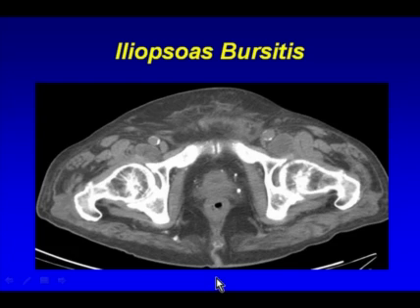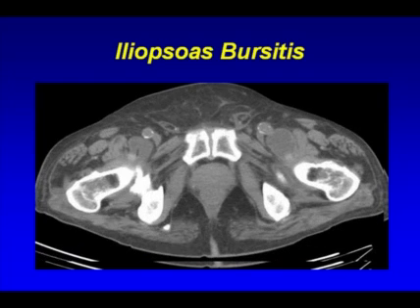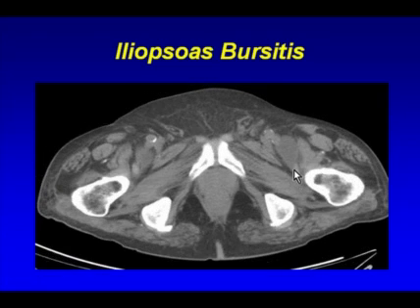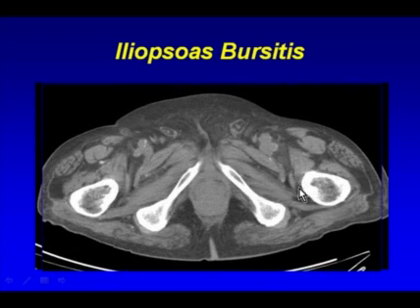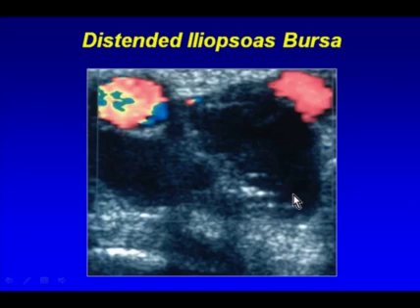Iliopsoas bursitis can also be palpable and present as a mass. Here's the common femoral artery and vein, and there's a mass next to it, and somebody who's not aware of the presence of this bursa could call it a metastatic lymph node or some other abnormal lymph node in the left inguinal region. But if you follow this down, you realize that it tracks along the iliopsoas tendon, which is this bright area here, and then as the tendon attaches on the lesser trochanter, this lesion goes away.